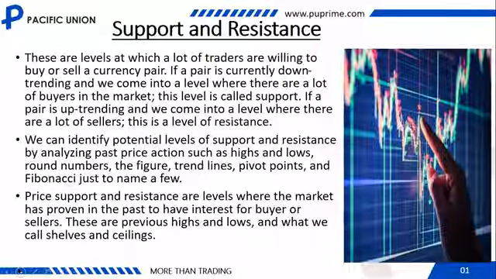We can identify potential levels of support and resistance by analyzing past price action, such as highs and lows, round numbers, figures, trend lines, pivot points, Fibonacci, just to name a few. So price support and resistance are levels where the market has proven in the past to have interest of buyers or sellers. So these are previous highs and lows, what we call shelves and ceilings.